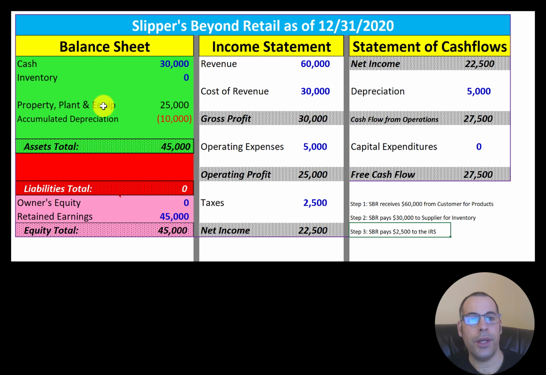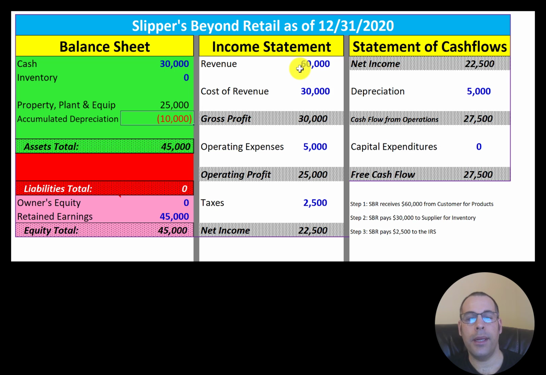So if we look on the balance sheet, property, plant, and equipment, it's still $25,000. It will say that way. But we have to change accumulated depreciation. We have to add another negative $5,000. So now accumulated depreciation is negative $5,000 from last year plus negative $5,000 from this year, negative $10,000. So the value of the asset at the end of 2020 is $15,000 according to our balance sheet.